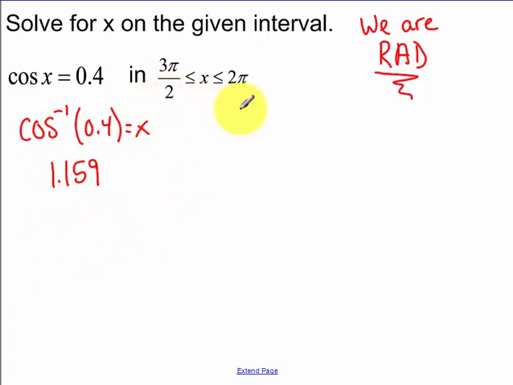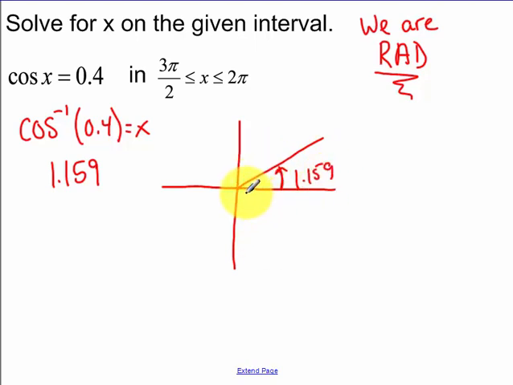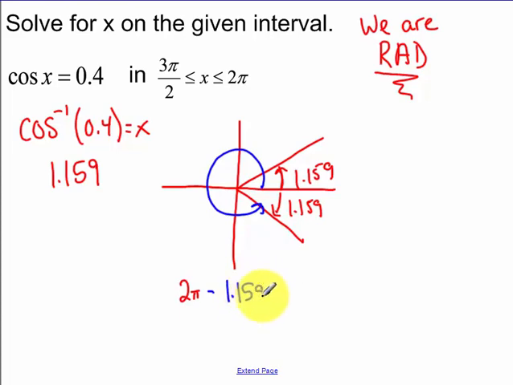Now, I need this in quadrant 4. So what this is, is the reference angle. So in quadrant 1, this angle here is 1.159. I need that same angle down in quadrant 4. So that's the reference angle, 1.159. So what I do is I take 2 pi, because I'm looking for this angle rotating from 0 to that terminal side, and I subtract the reference angle, and again that's calculator work, 5.124.